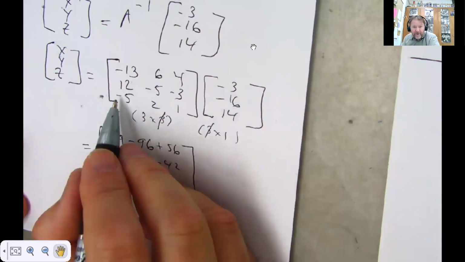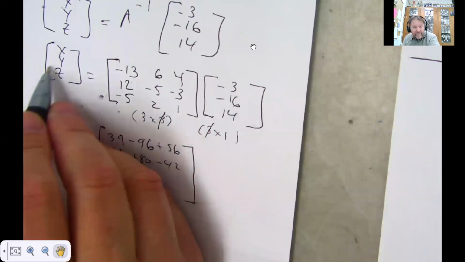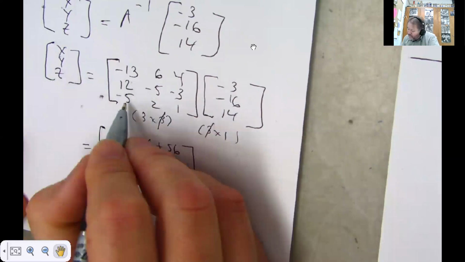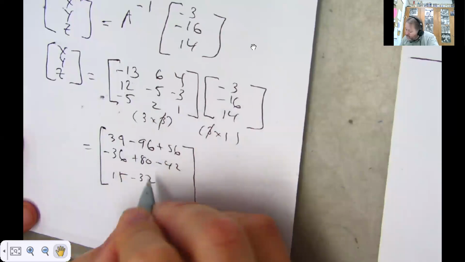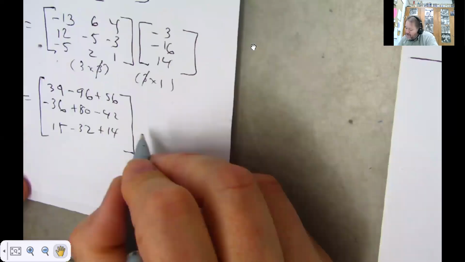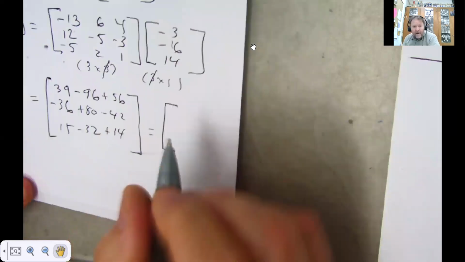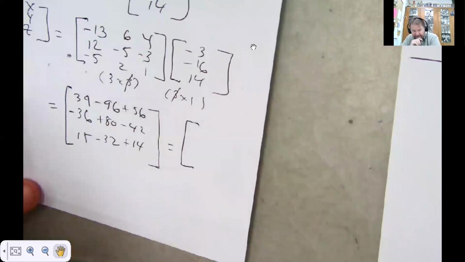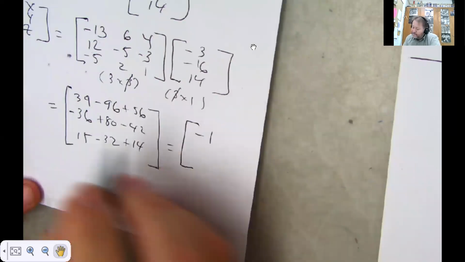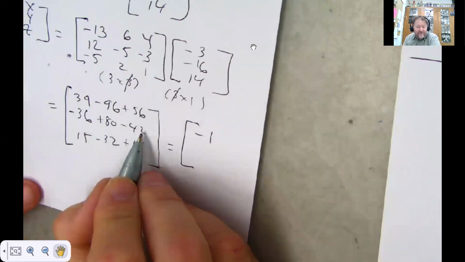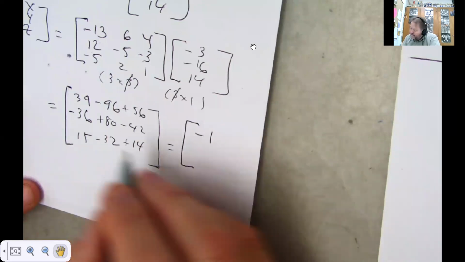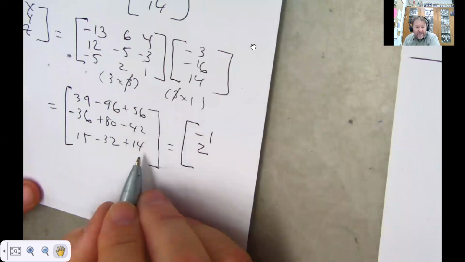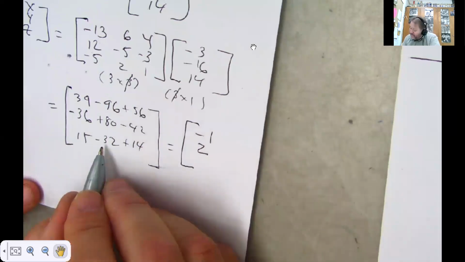And finally, we're going to do row 3 times column 1 to get the row 3, column 1 entry, which is negative 5 times negative 3 is 15. 2 times negative 16 is negative 32, and 1 times 14 is 14. So that equals: 39 plus 56 is 95, and 95 minus 96 is negative 1. Negative 36 minus 42 is negative 78, and negative 78 plus 80 is 2. 15 plus 14 is 29, and 29 minus 32 is negative 3.